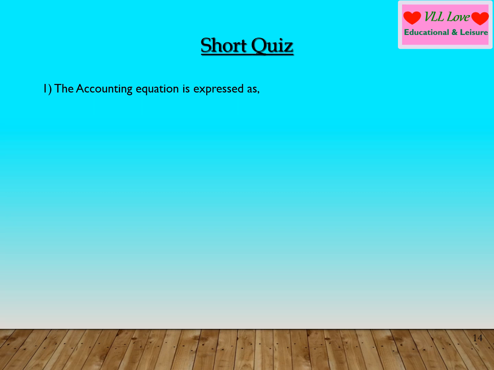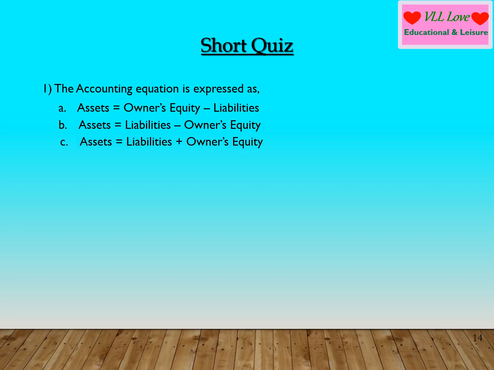The accounting equation is expressed as A. Assets equals owner's equity minus liabilities. B. Assets equals liabilities minus owner's equity. And letter C. Assets equals liabilities plus owner's equity. I'm giving you 5 seconds to answer. Correct, you got it right. It's letter C, assets equals liabilities plus owner's equity.